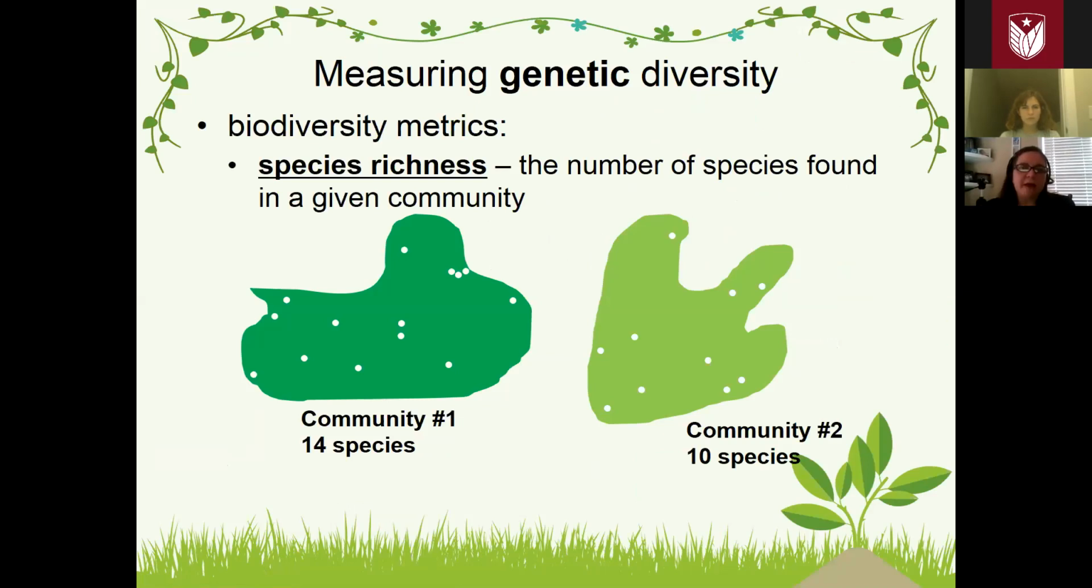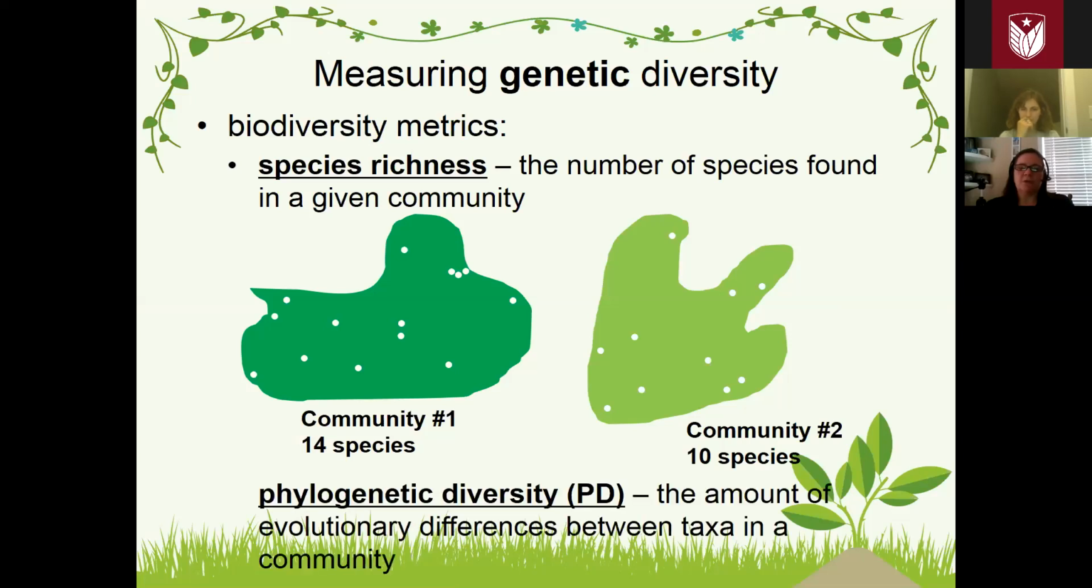So we can use that information to come up with another tool for assessing diversity in a particular community or ecosystem. This is the same diagram that you saw before, but now we're going to take those 14 species in community 1 and make a phylogeny and see how long those branches are. We're going to come up with a value called phylogenetic diversity that tells us the amount of evolutionary differences between species in a community.